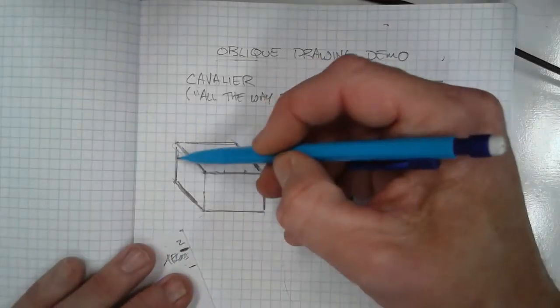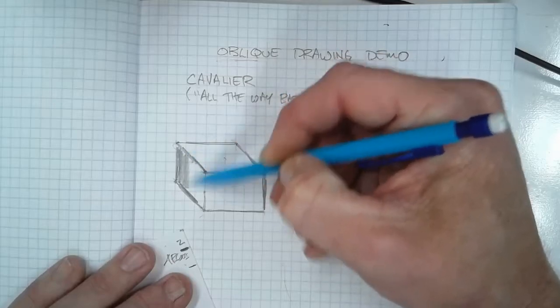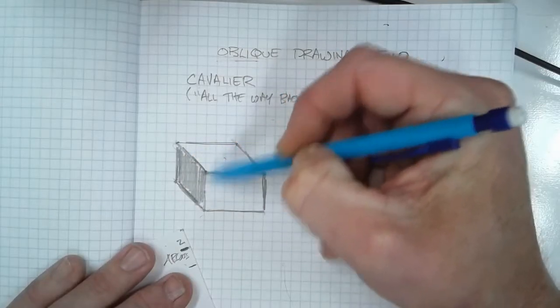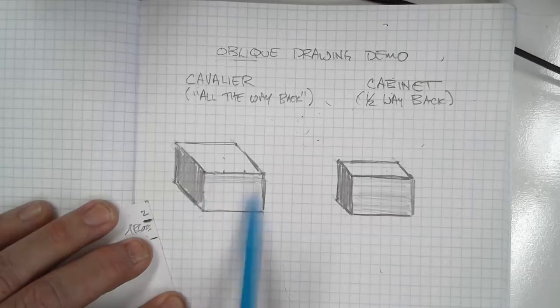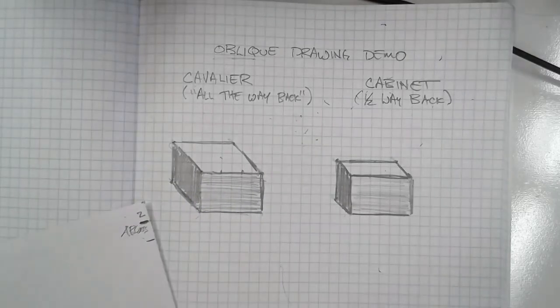And we'll do the same on the other one. So one side will be darker, one side will be medium, and the top will always remain white. Just to give some idea of shading.